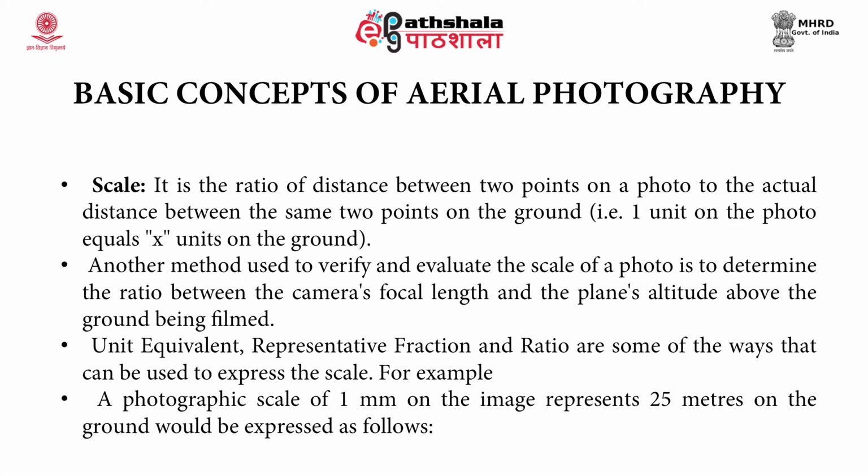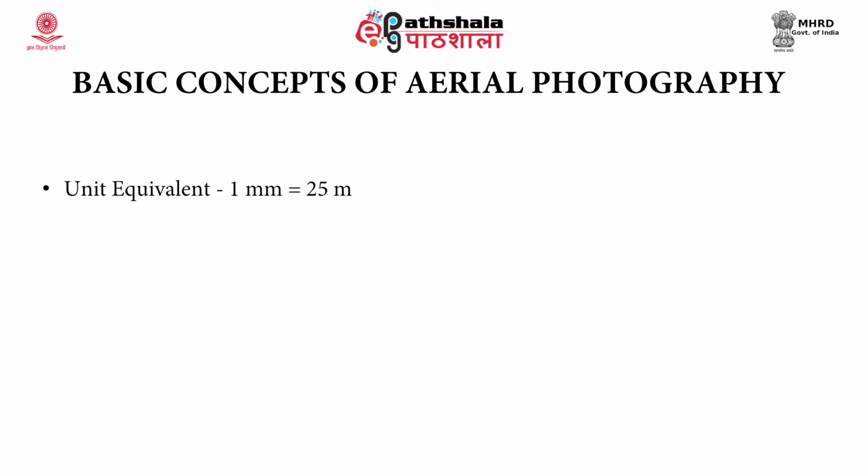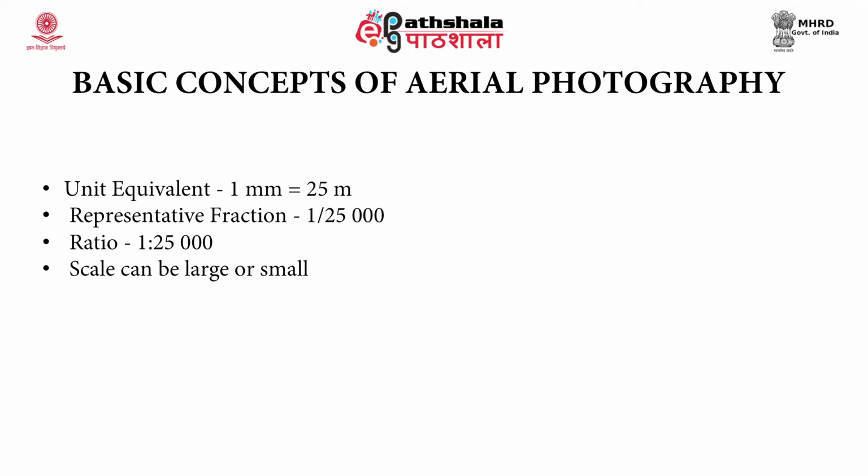For example, a photographic scale where 1 millimeter on the image represents 25 meters on the ground would be expressed as follows. First is unit equivalent: 1 millimeter is equal to 25 meters. Representative fraction would be given as 1 divided by 25,000. The ratio would be represented as 1 is to 25,000. Accordingly, this scale can be large or small.